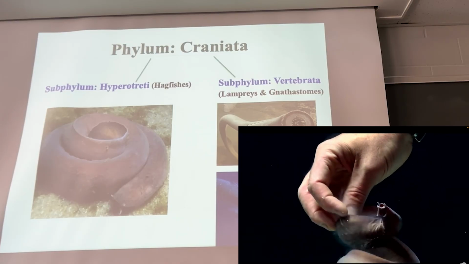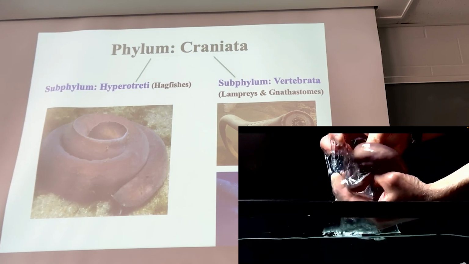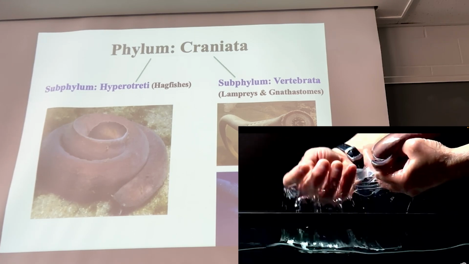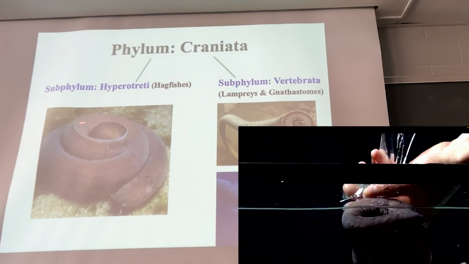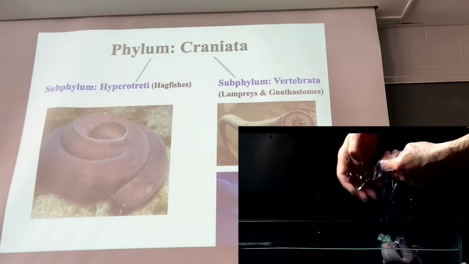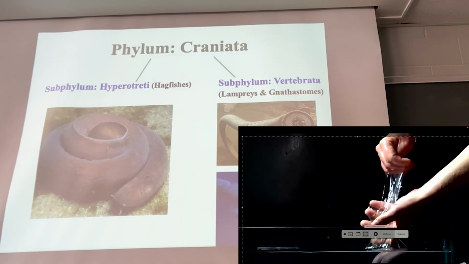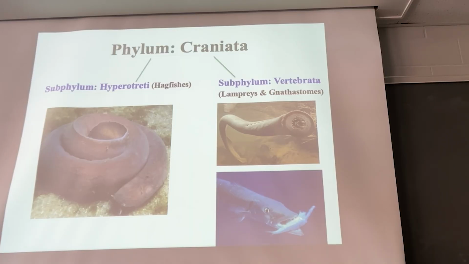These guys surround themselves with slippery mucus, and so nothing really bothers them. That's where the name hagfish comes from, at least. They're pretty important. They're detritivores. They live on the bottom of the ocean, and they eat dead stuff. So they're kind of gross, I guess, when you think about them as far as a craniate.